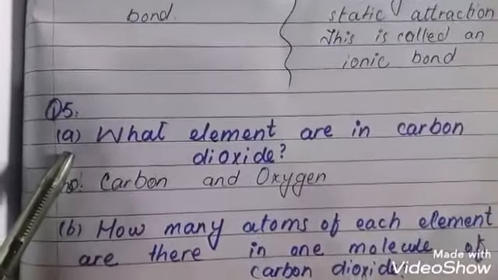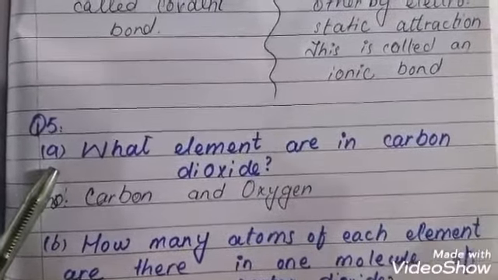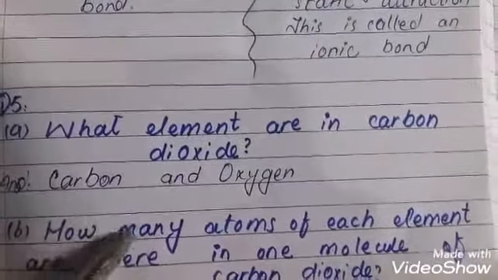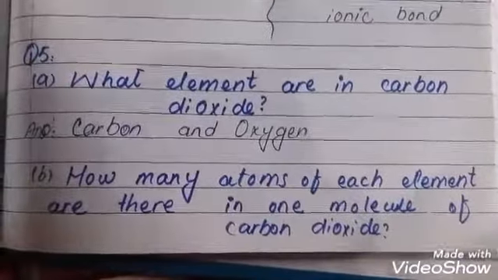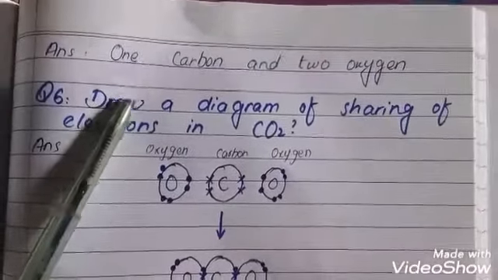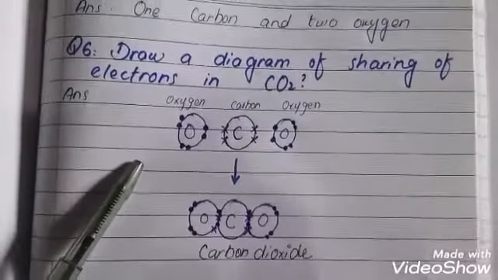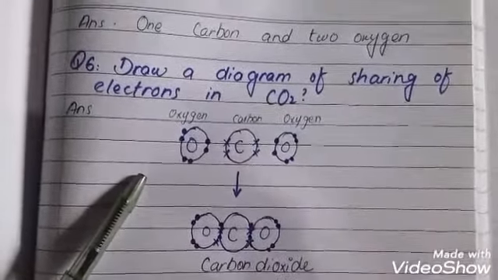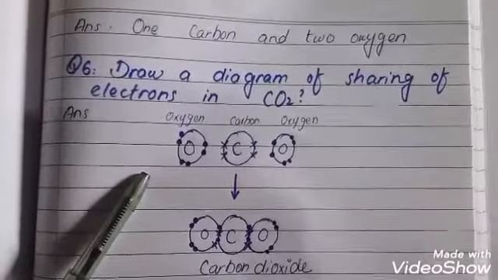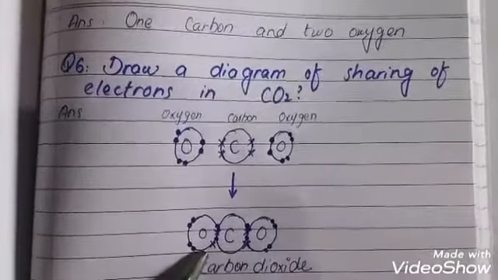Fifth question, A part, what elements are in carbon dioxide? Carbon and oxygen. B part, answer: 1 carbon and 2 oxygen. Draw a diagram of sharing electrons in carbon dioxide. This is the diagram of the carbon dioxide molecule sharing electrons with each other.